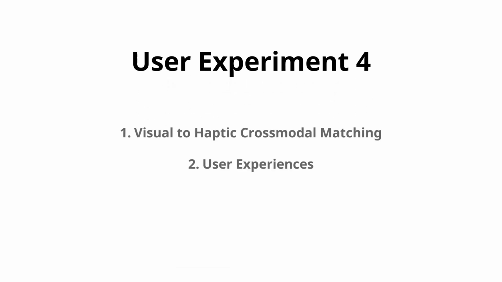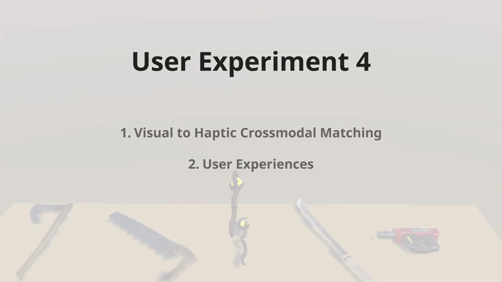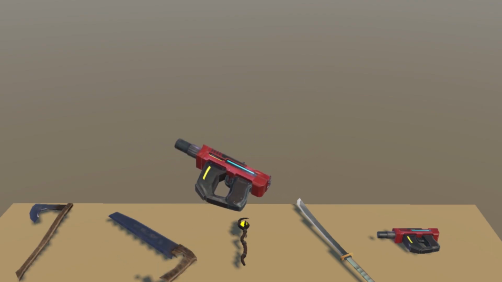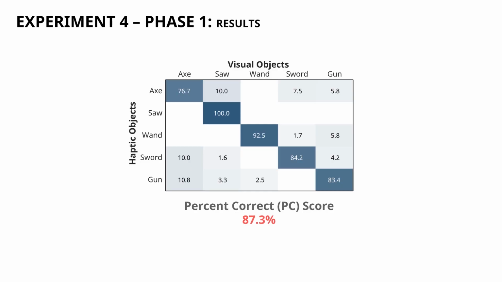Finally, we conducted a summative user study to assess the validity of our perception model. The experiment consisted of 2 phases. First, visual to haptic cross-modal matching, and second, user experiences. In phase 1, participants matched the shapes of virtual and physical objects. As our perception model predicted, participants could accurately identify a haptic object from a visual object.